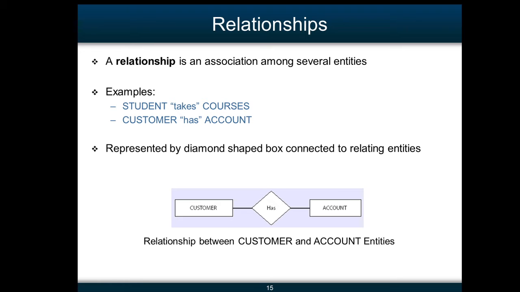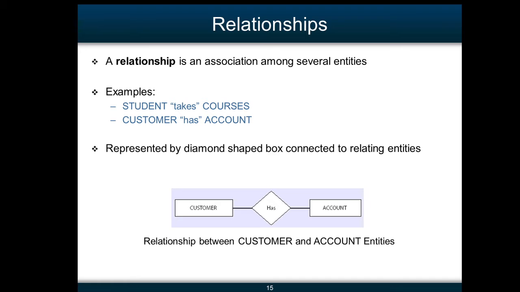Next, relationships. A relationship is an association among several entities. Examples are student takes courses. Here, the entities are the student and the courses, and the relationship of the student and the courses is the relationship takes. Next, we have another example. Customer has account. The customer and account entities have the relationship called has.